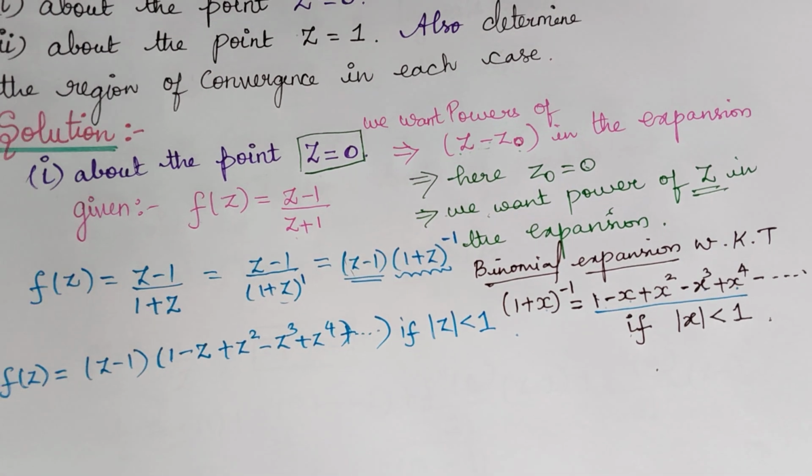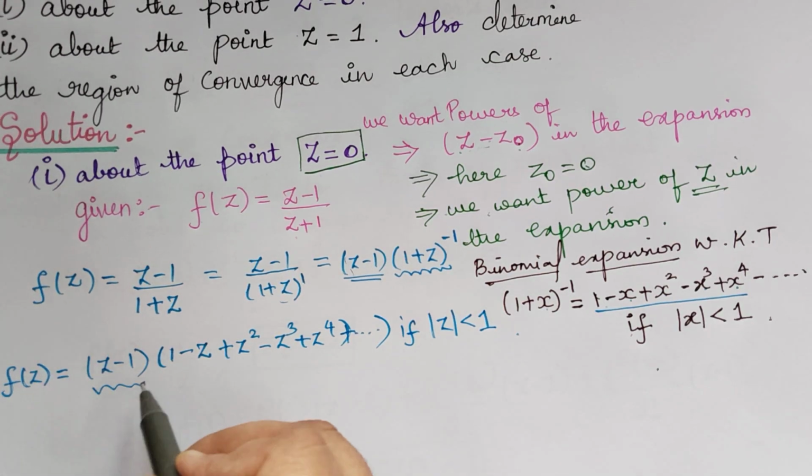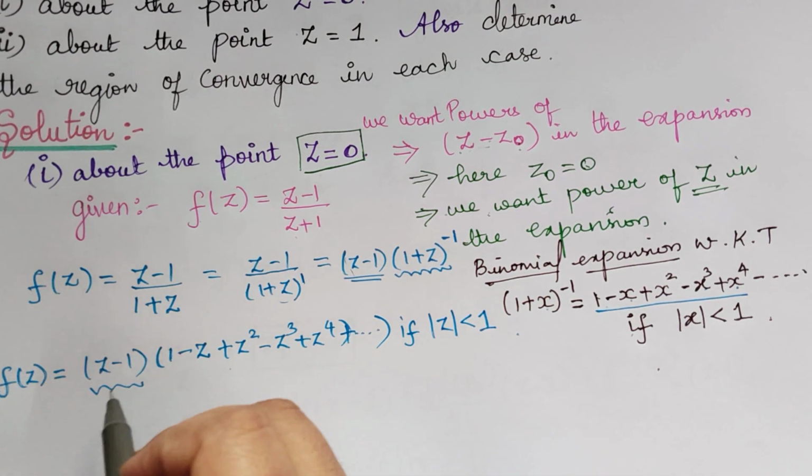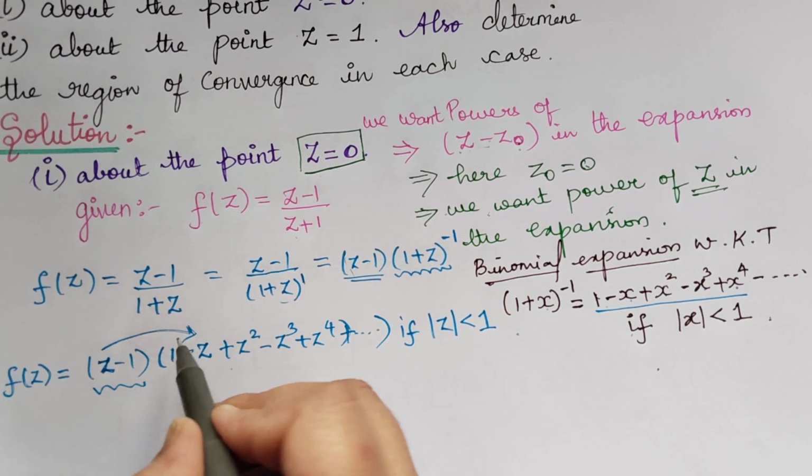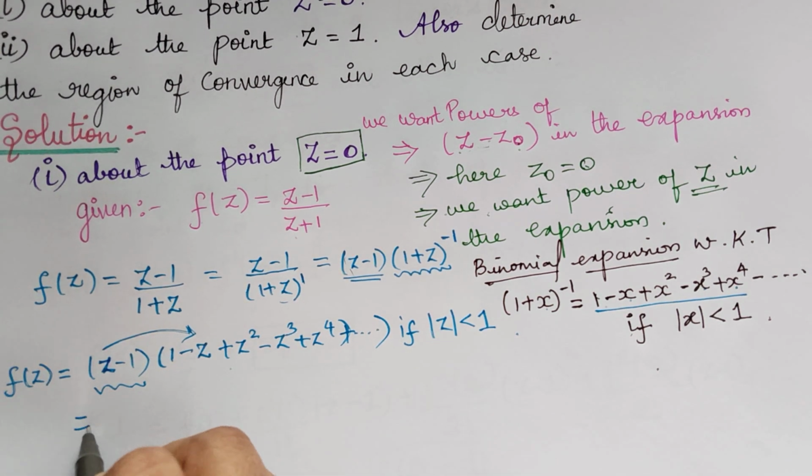And now we shall multiply this term with each of the terms over here. So first this z we will multiply with each of the terms. So when we multiply, what do you get?